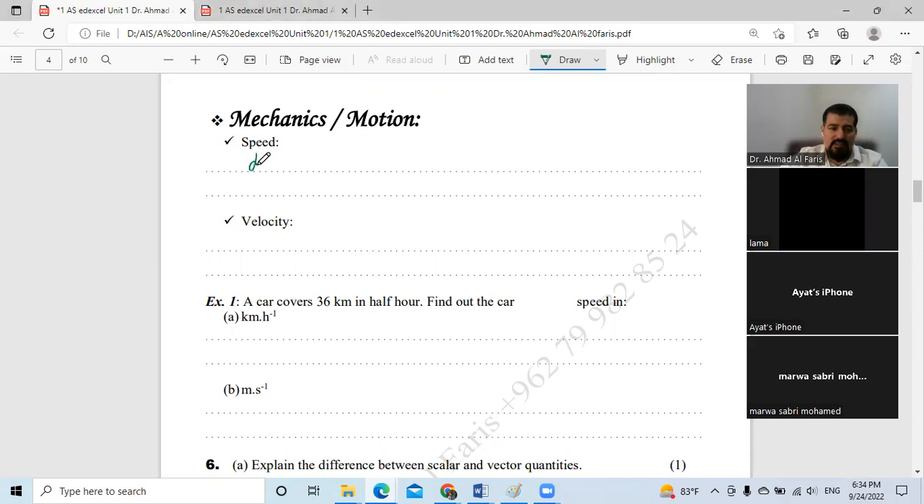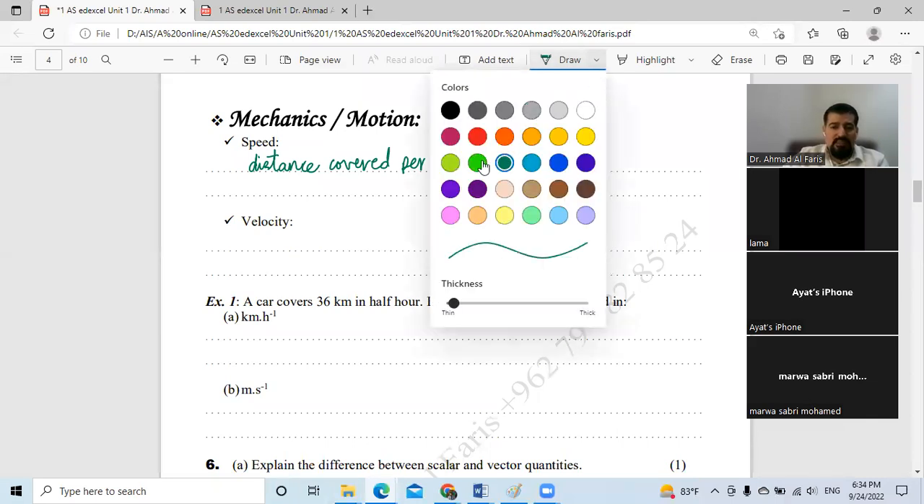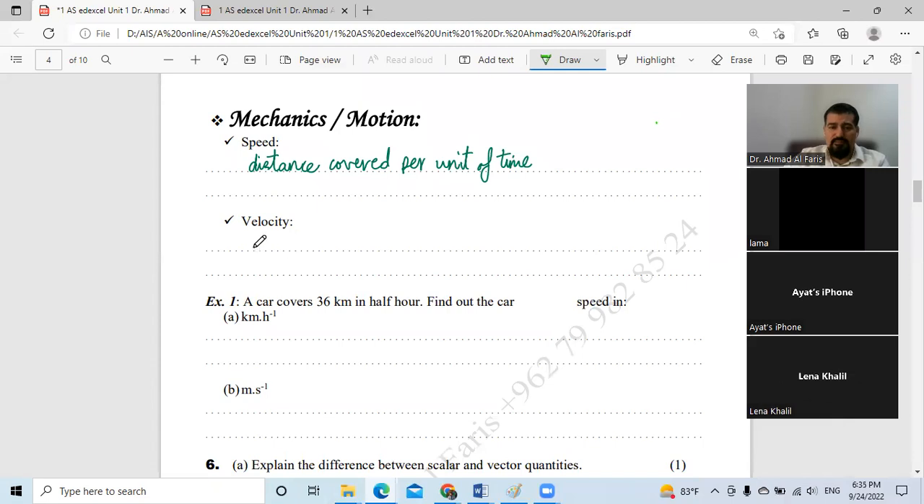Exactly, thank you. It's distance covered per unit of time. Or you can say the rate of covering distance, yes. But if I want to talk about velocity here, what's the velocity? Exactly, it's not distance covered per time, it's displacement covered per unit of time.